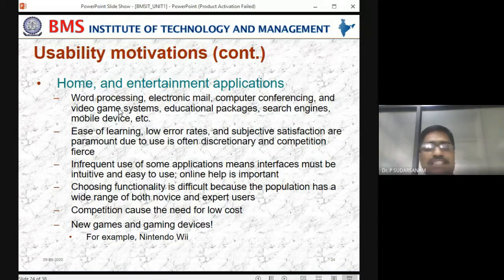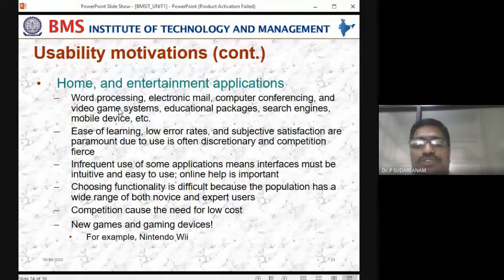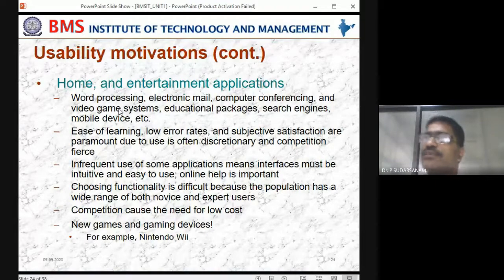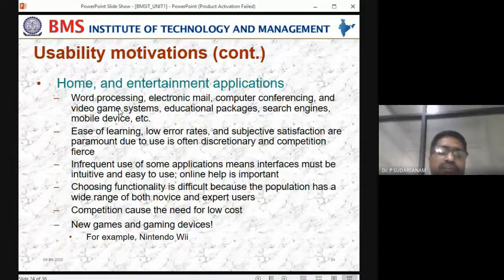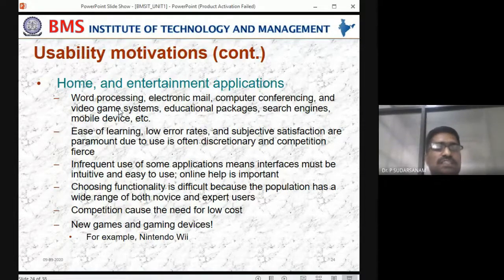Online help is important. Next one is choosing functionalities is difficult because the population has a wide range of both novice and expert users. So in some cases it is a bit tough, but still it will take time to get all these things to us. It is coming to us. That is what this one.